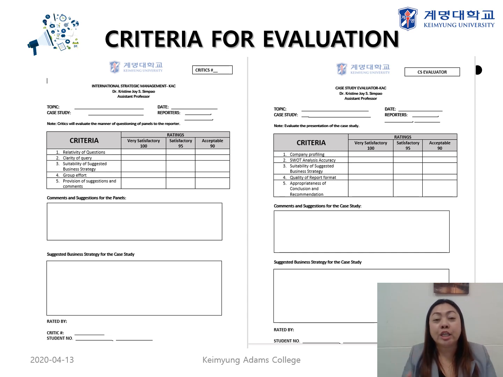Since we are doing this online, the presentation will be done through Zoom meeting. What we are going to do is the live streaming of the presentation. That's why it's very important that you attend. If you are assigned to be the critics for Thursday, you are required to attend the Zoom meeting. And the panel also, you are required to attend the Zoom meeting as scheduled for the case study presentation.